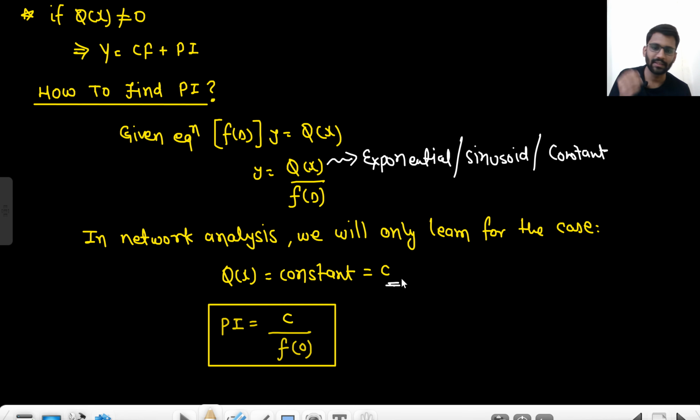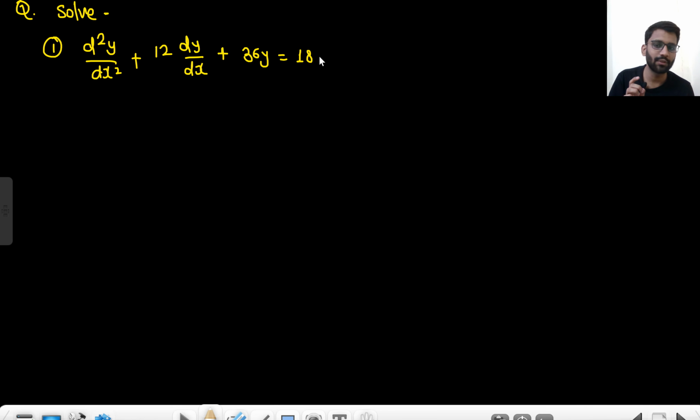Let's assume your Qx is C. We will only learn for that case. If Qx equals C, just write C upon f of 0. That's your particular integral. I will take an example so we understand that. In network analysis, we will always have this Qx equal to a constant value.